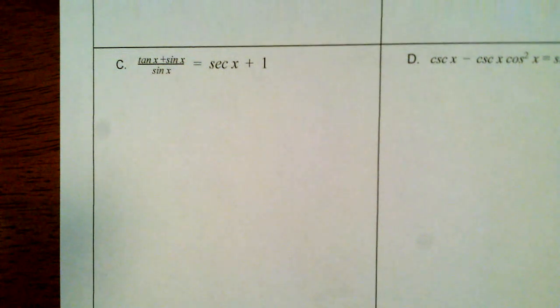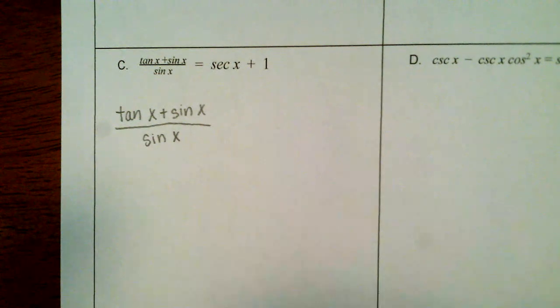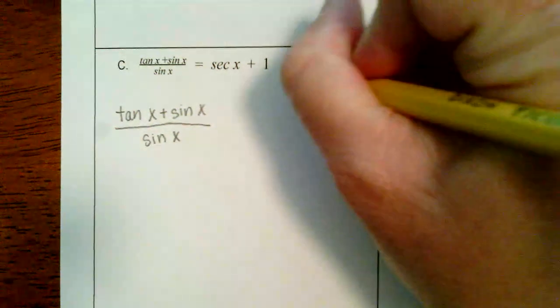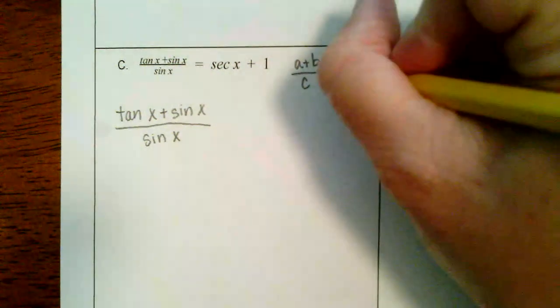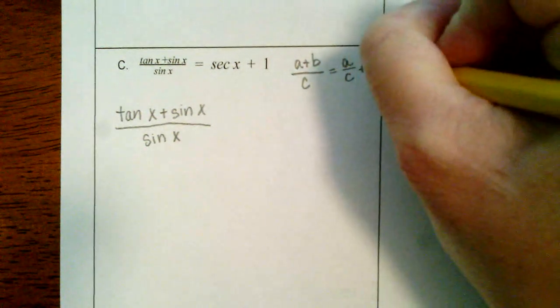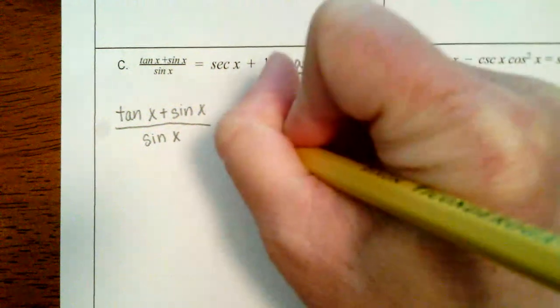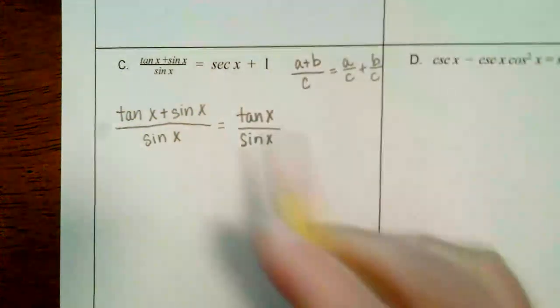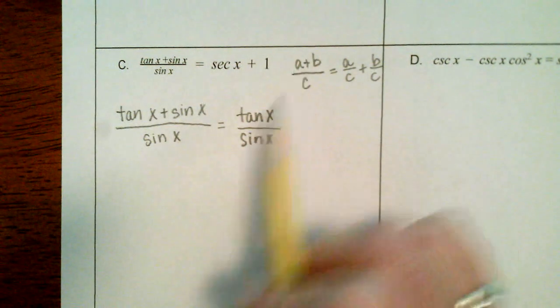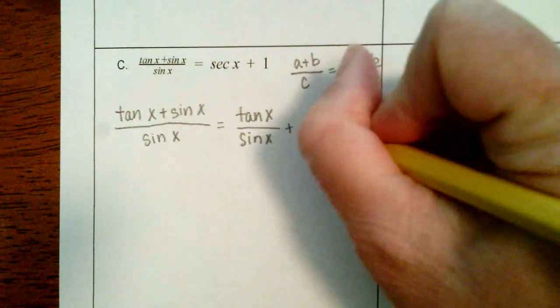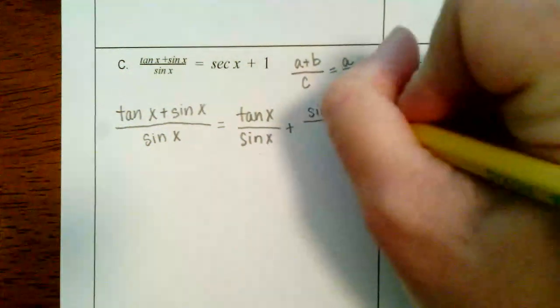For our next one, again, I notice that the left is more complicated. So I'm going to write that over, being careful to copy it exactly and make sure I have all of my arguments. And I am going to use this fact. If you have a fraction a plus b over c, that's equivalent to a over c plus b over c. Okay, so I'm just going to split my fraction. So I get tan x over sine x. Okay, so that's the first, what came before the plus sign over the denominator, plus what came after the plus sign over the denominator.